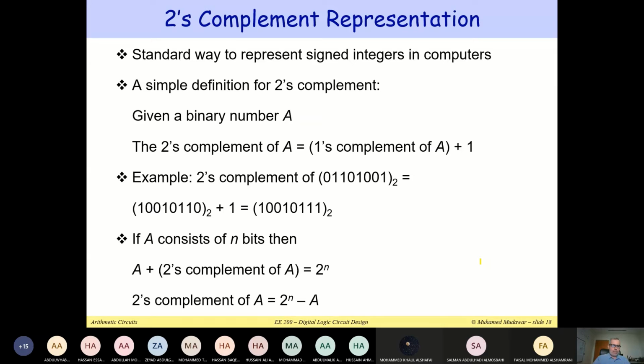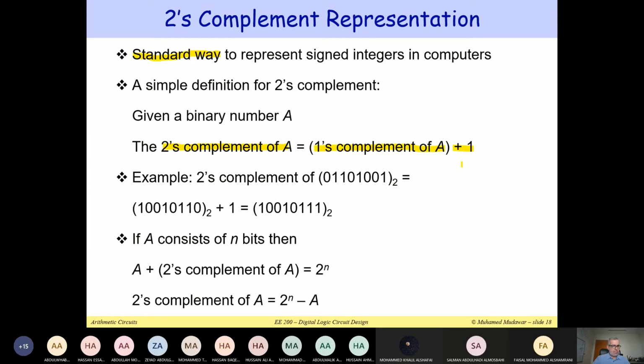I talked about the 2's complement representation, so go back to my previous lecture in which I talked about it. It's the standard way to represent signed integers inside a computer system. Today, computer systems use the 2's complement to represent signed integers, positive as well as negative. The way that you calculate the 2's complement of any number A, you look at the 1's complement. The meaning of the 1's complement is that you invert all the bits. The 0 becomes a 1 and the 1 becomes a 0. That's the 1's complement. But then you add plus 1 to make it the 2's complement. So you take the 1's complement and then plus 1. So this is the 2's complement.